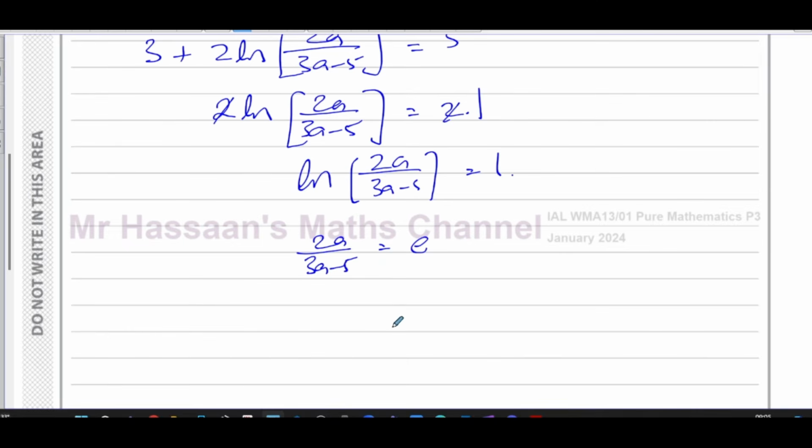We want to find what a is. So if we rearrange this equation and solve for a, we will get the answer. So we're going to multiply both sides by 3a minus 5. So 2a equals e times (3a minus 5).